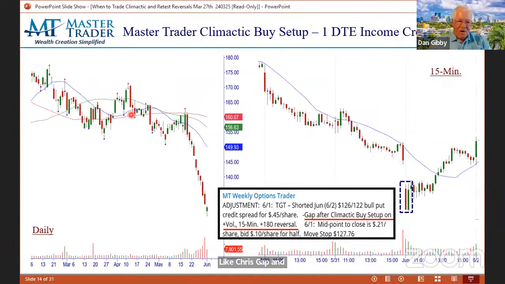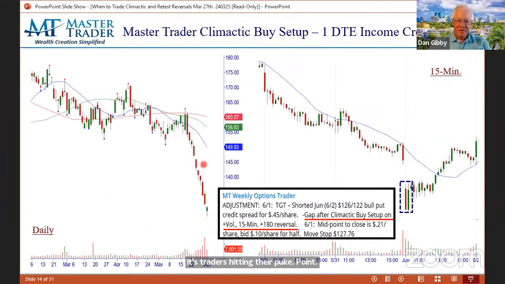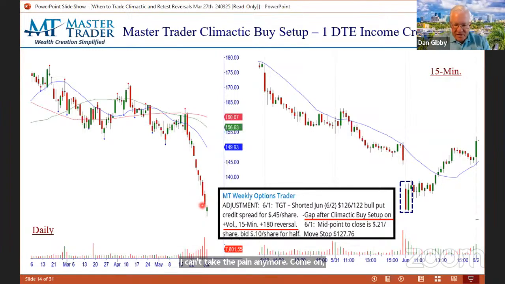Here is another one. Look at this, straight down. Volume on this prior day is the biggest volume in months. Greg, what's the analogy we use? It's traders hitting their puke point. Exactly. They're sitting in this, praying to the porcelain god, please come back. I can't take the pain anymore. Come on, right here. I'll never trade again if you get me my money back. And then you're like, I can't sleep anymore, and you sell at the low.